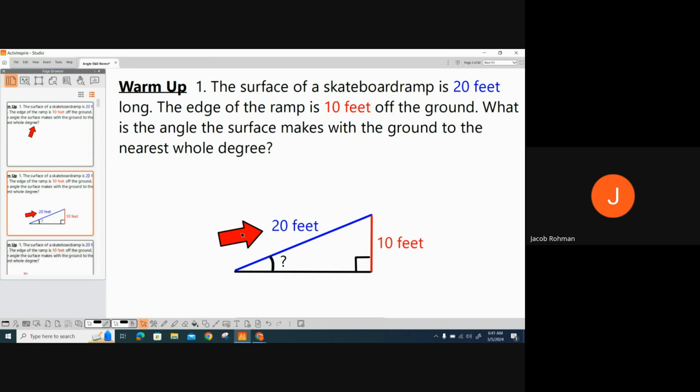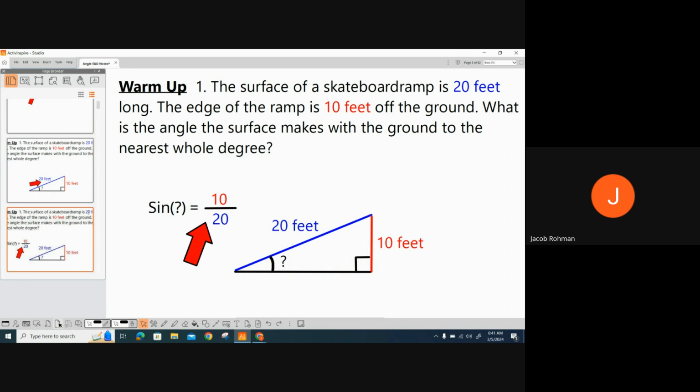And so here, if we're looking at the relationship between the angle, the 10 feet here, and the 20 feet here, this would be a sine relationship because we have the opposite leg and the hypotenuse of this right triangle. So we would say sine of this question mark degree is equal to the opposite leg over the hypotenuse. And to solve for this, we're going to do the sine inverse. And so sine inverse of 10 divided by 20 is going to give me 30 degrees.